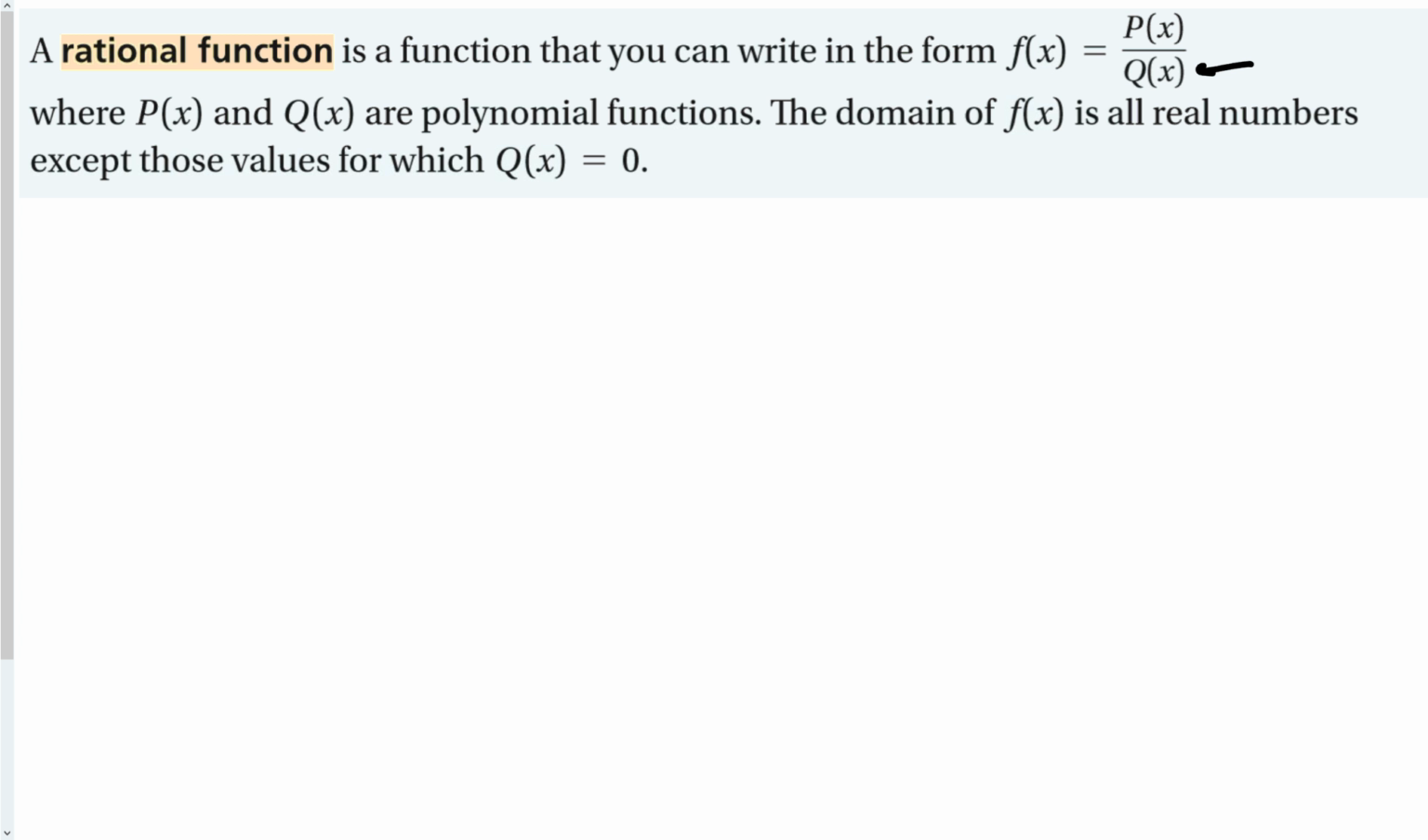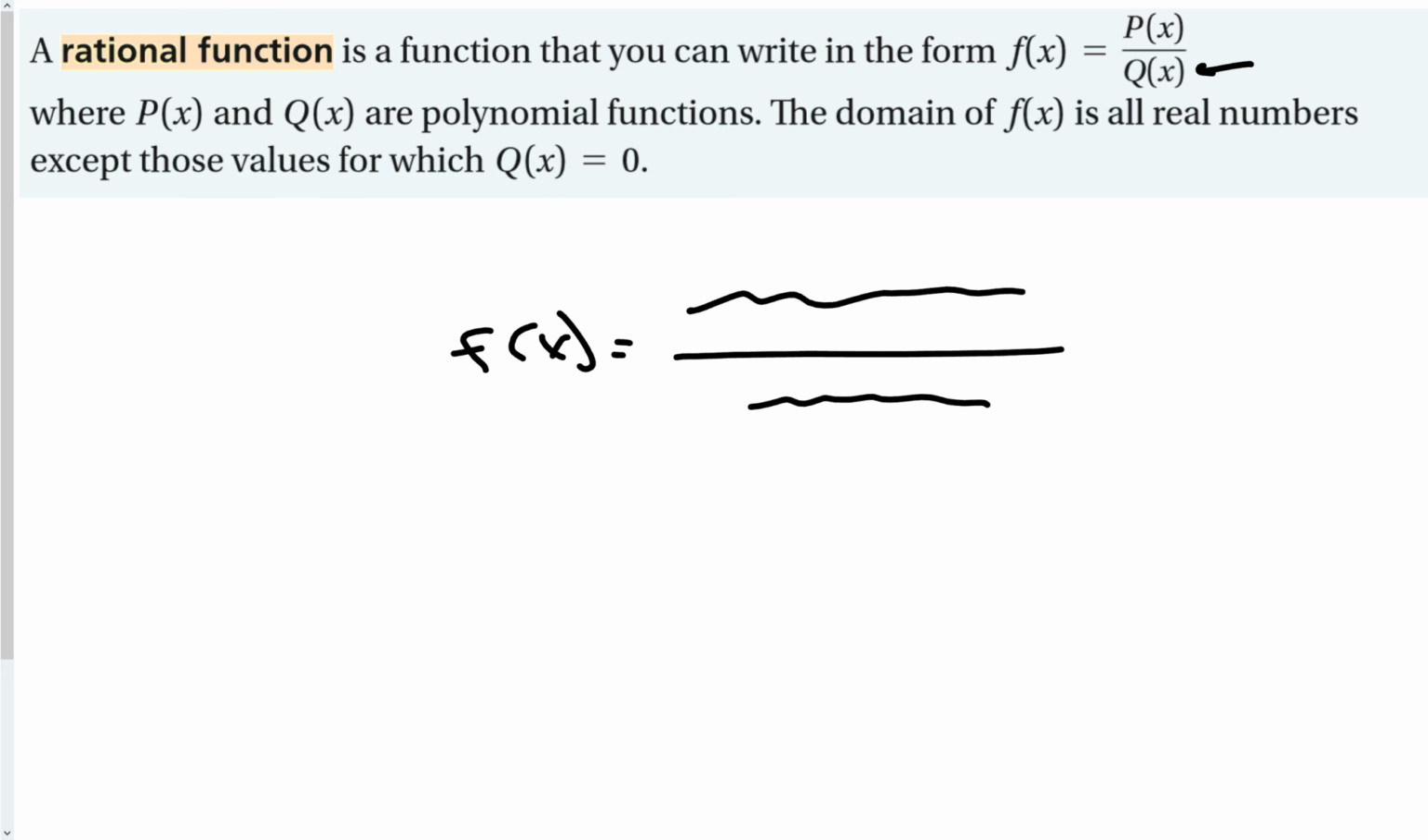Okay, so think about what exactly this means. This means we're going to have some sort of function, and it's going to have some stuff on the top, it's going to have some stuff on the bottom, and whatever the stuff on the bottom is can never be equal to 0, or else the function is going to be undefined. And that's going to make the graph do some strange things.